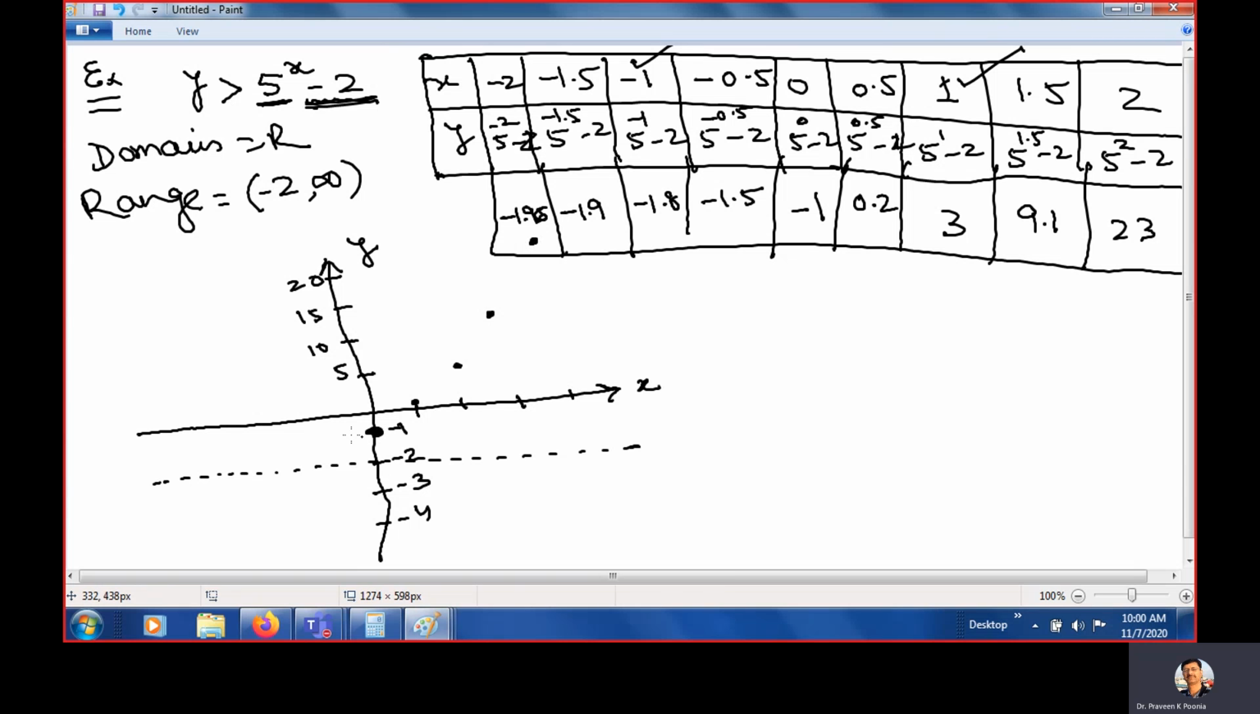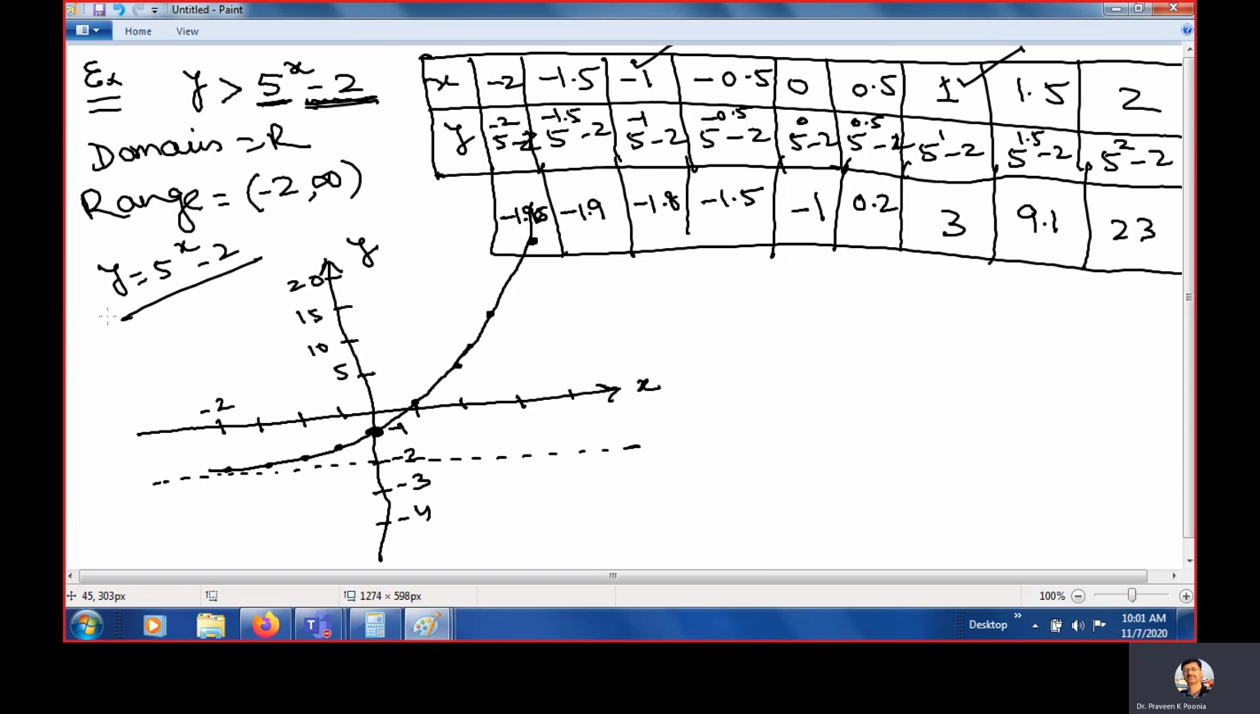Clear? And if you see the value at -1.5, it is almost touching, and at -2 it is more touching. And if we join these curves, clear? This is the graph of y equals 5 power x minus 2.